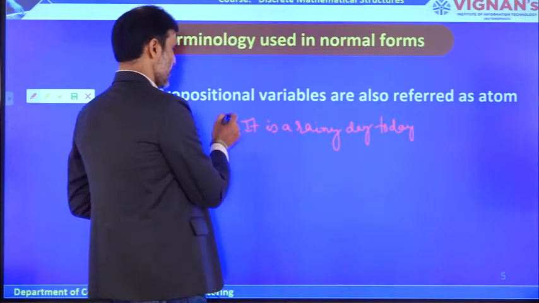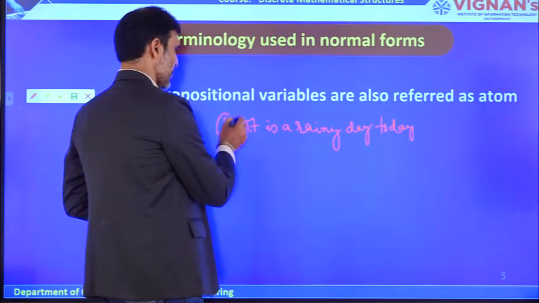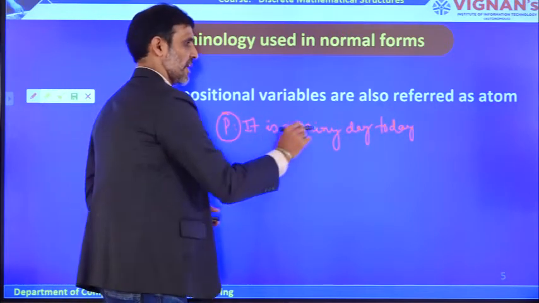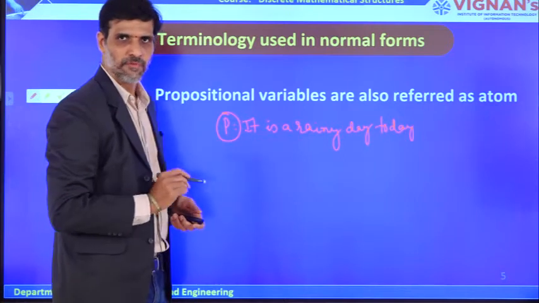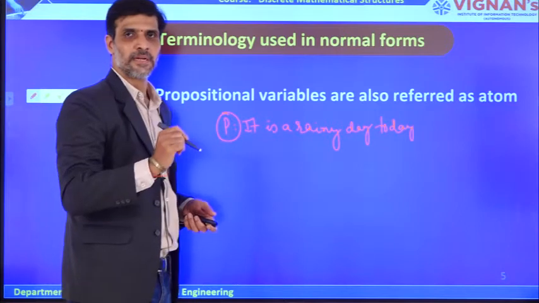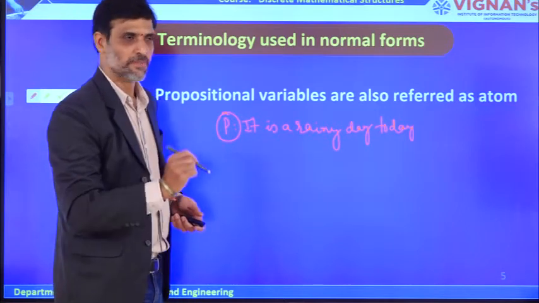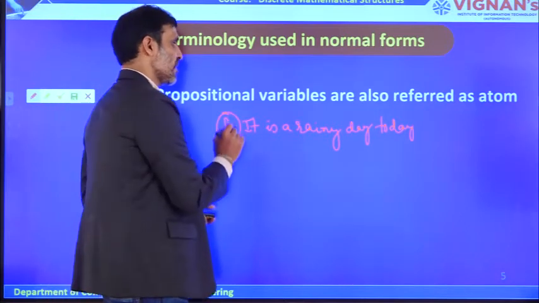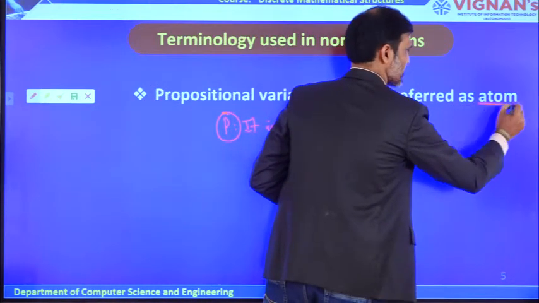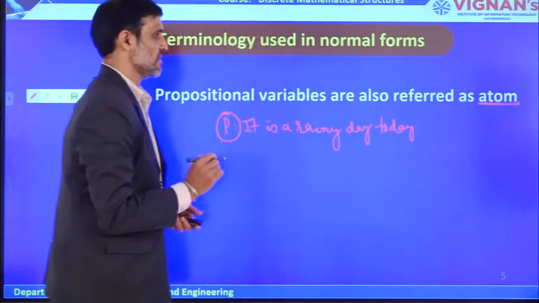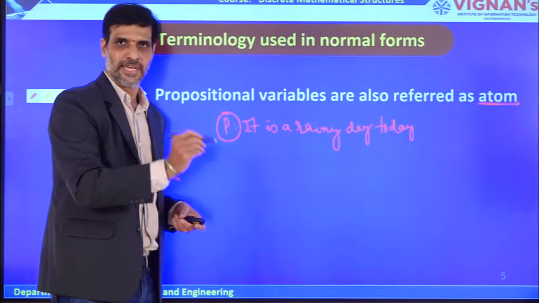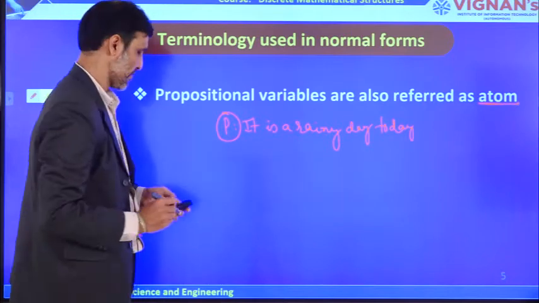So every proposition statement can be represented with a variable. Instead of writing every time "it is a rainy day today", we can denote it with a variable. That representation is called a proposition representation. And these propositional variables we generally call atoms. This is the definition: every propositional variable is referred to as an atom.